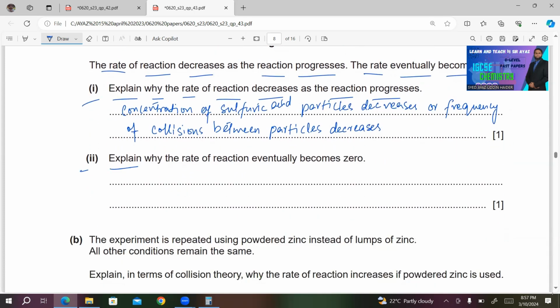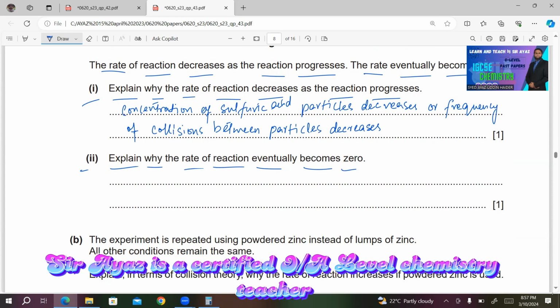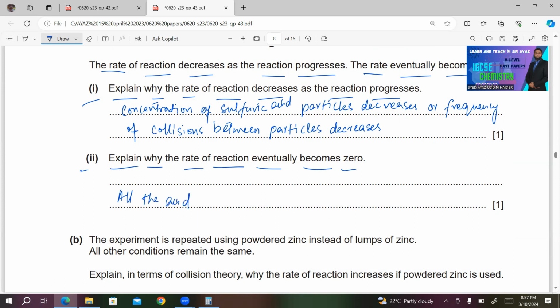Number 2, explain why the rate of reaction eventually becomes 0. So it's simply all the acid used up or has reacted. All the acid is used up or has reacted.